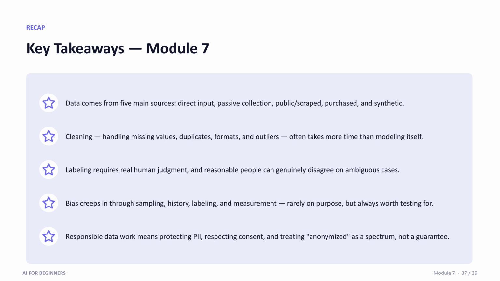Here are our key takeaways. Data comes from 5 main sources, and cleaning it is often the most time-consuming part of the job. Labeling relies on human judgment. Bias can emerge in several ways, and protecting privacy and PII is a non-negotiable responsibility in modern data work.